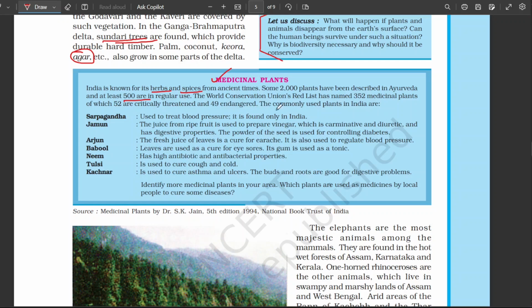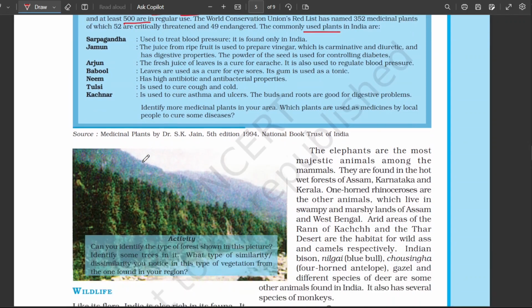The commonly used plants in India are, ठीक है, commonly used plants, कुछ तो आपने भी सुन रखा होगा, सर्पगंधा, ठीक है, अश्वगंधा वगैरह आपने सुन रखा होगा, जामुन, अर्जुन, बबूल, नीम, तुलसी, कचनार, ठीक है, और इनके वेरियस यूजेस हैं वो भी बताया गया आपको. So you can read that.